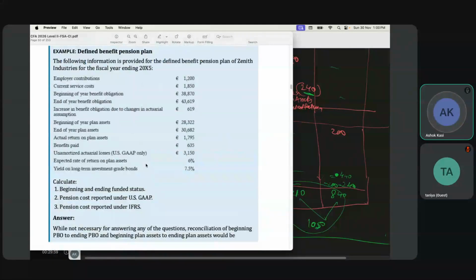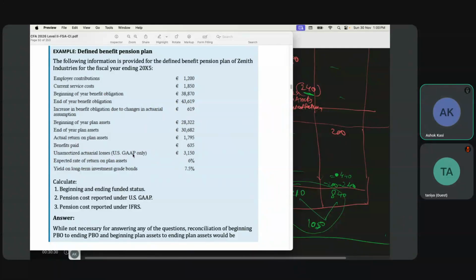So we'll try this one now. If you notice, employer contribution, CSC, this is all fine. We are familiar with all these terms now. End of the year obligation is also given. Increase in benefit obligation due to changes in actuarial assumption is also okay. This one is a little unfamiliar. We didn't see this transaction. Unamortized actuarial losses, US GAAP only. So we will keep that aside for the moment.